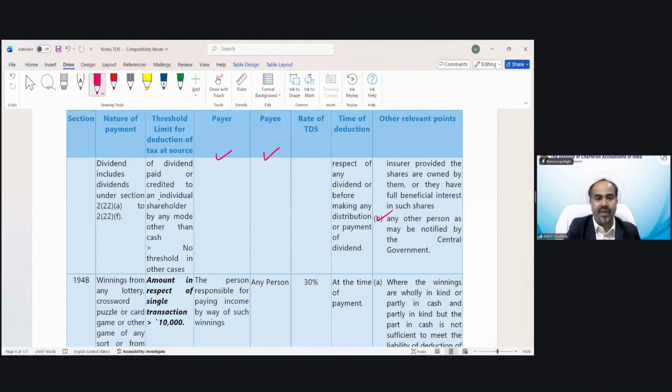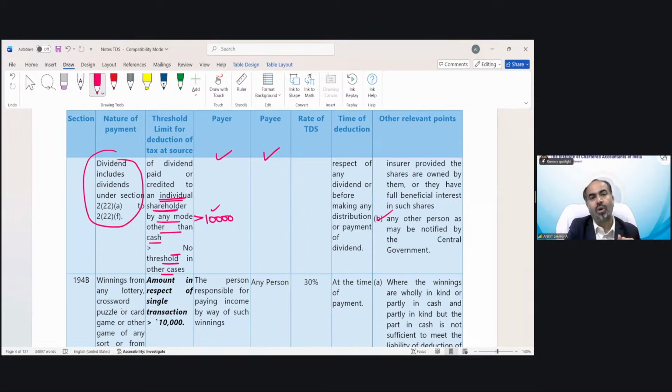You can see if it is received by an individual shareholder by any mode other than cash, then the limit is exceeding 10,000 for TDS. No threshold in other cases. If other than individual or payment is in cash, which is generally not possible nowadays, as payment is online mode in Demat account. Sorry, if other than an individual shareholder, then TDS would always be there.